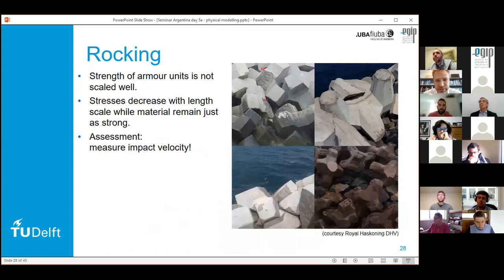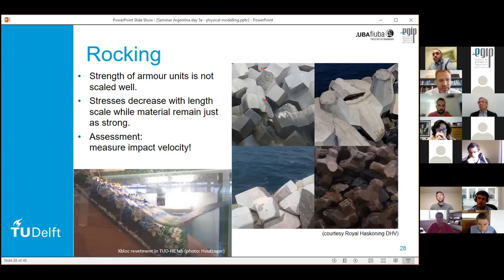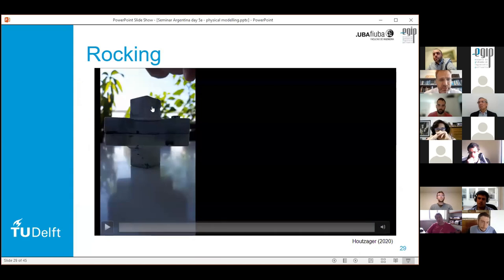It is not solved. And in the end, we are just looking at how often a block moves or vibrates, and it should not be too much. But actually, we're never measuring this strength. And measuring the strength is too difficult because there are these whole units. But what we could do is measure the impact velocity. And that's what we did on this slope of X-block units. We made this machine. So we have a 3D printed X-block.